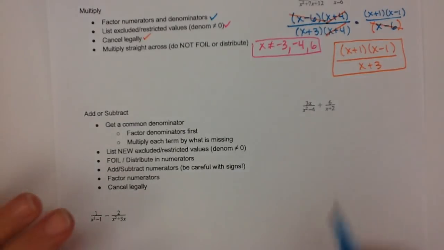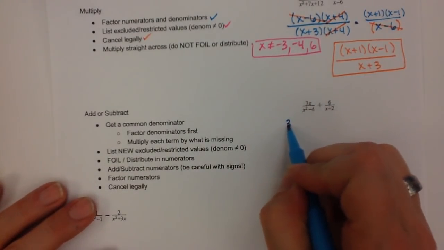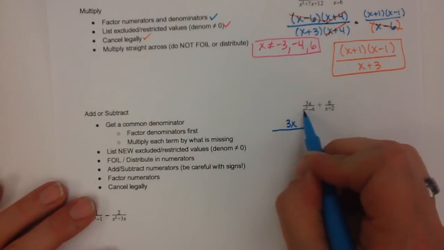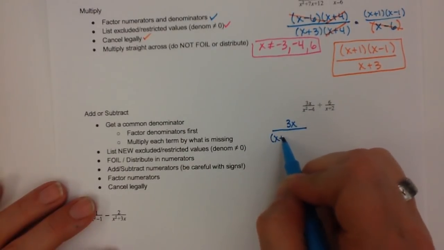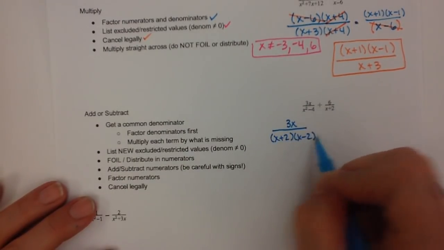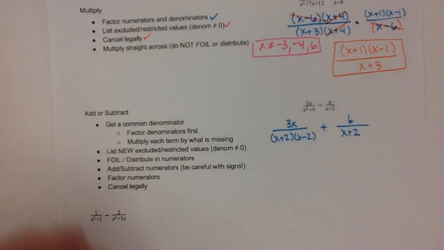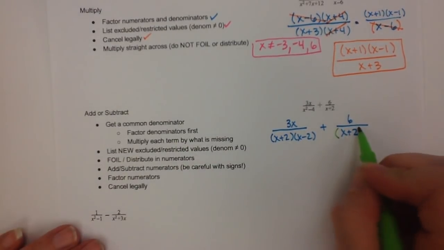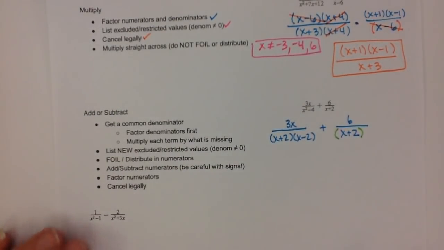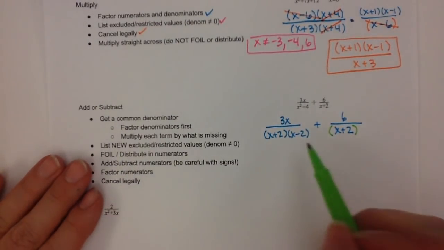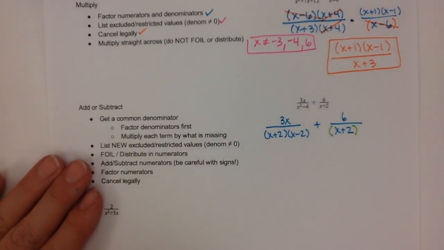So we start by factoring. So I'll do this example. So 3x over, that's a difference of squares again. So x plus 2, x minus 2, plus 6 over x plus 2. Now it's probably a good idea to go ahead and put that x plus 2 inside parentheses so that we can see what we need to make the two denominators match.